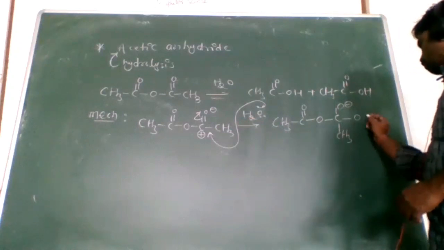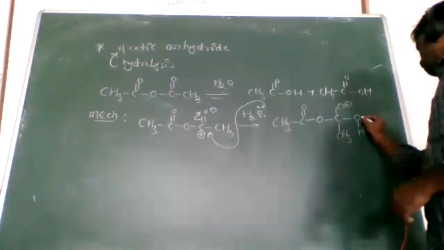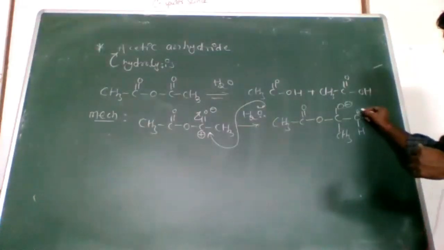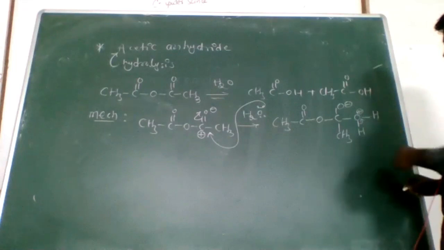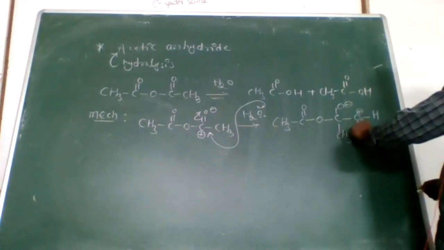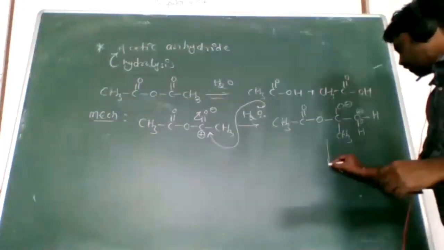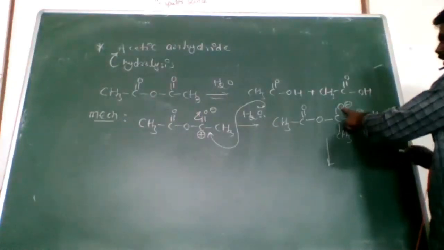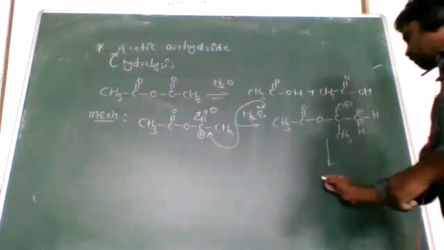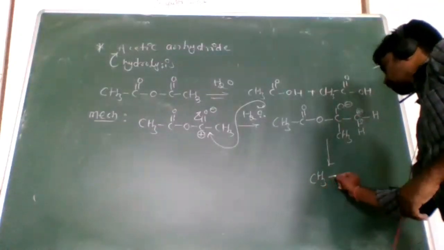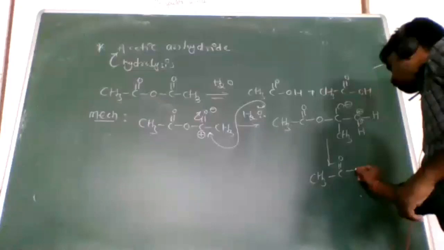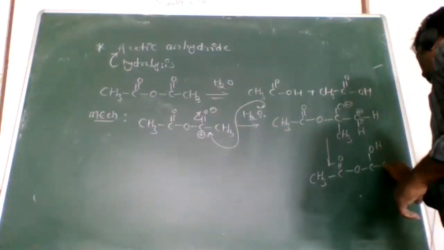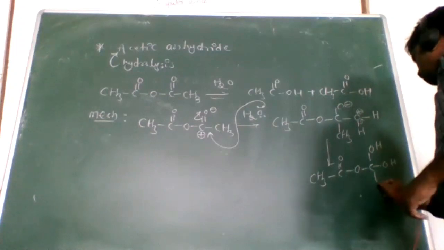I am writing the methyl group downwards. Next, O, and I write the hydrogens of the water molecule. Oxygen becomes positive. Here these electrons shift to the hydrogen-oxygen bond, toward the oxygen side. Now the H plus ion is removed and bonds with the negative oxygen, giving CH3 C double bond O OH. Here is the OH.